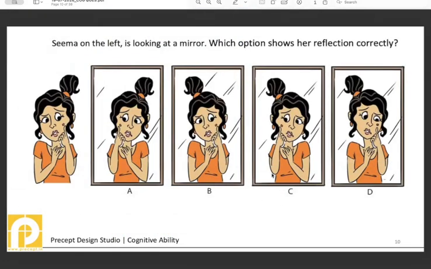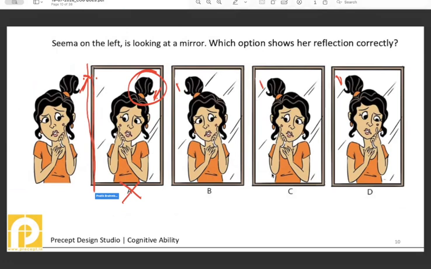Seema on the left is looking at the mirror. Which option shows her reflection? We have to find the reflection here. So if it is a reflection, if the pony is facing this way, reflection में वो उल्टा side दिखेगा like this. So A wala option where the pony is facing the same direction is wrong, because the reflection will be mirrored along this axis.